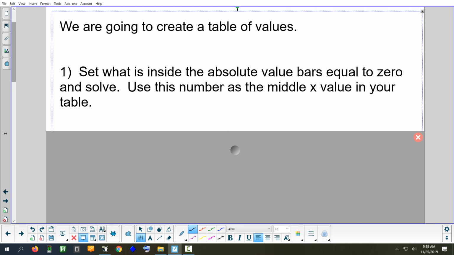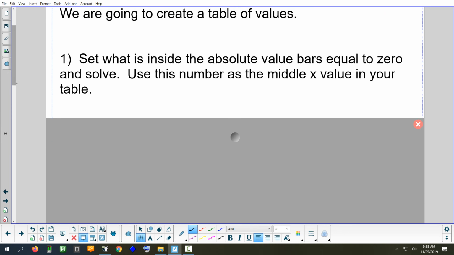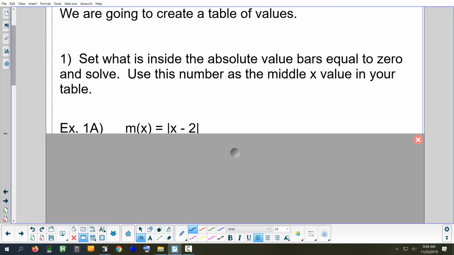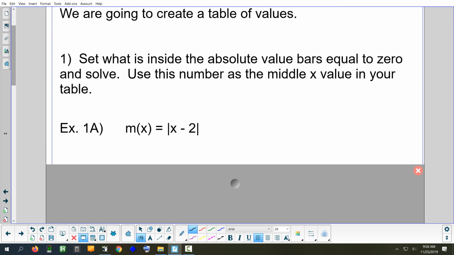Step 1 is going to give you the middle x value. So this is actually our first example, and we're going to do it together on the bottom half of the front. Step 1: set what's inside the bars equal to 0 and solve. We're going to find 5 values. This one is going to be the middle. That one will be the middle.